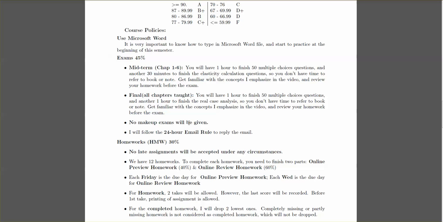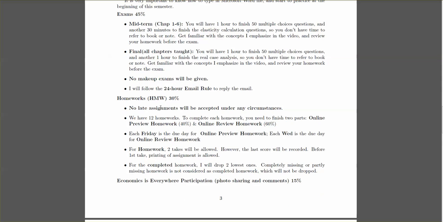And for email, I follow the 24-hour email rule, which means if you send me an email at 8 a.m. today, I should respond to you by 8 a.m. tomorrow. But sometimes something will happen, so just be kind to me. Probably I will wait a few minutes longer, but I will definitely reply to you because I really love my students. So that is about the exam.